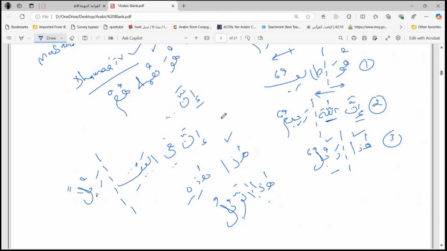It is not preceded with alif lam, so you will not translate it as "this house." Rather, you will say this is a house, this is a pen, this is a school, this is a handkerchief. This is how you translate it. This qaida will be handy when we take up the Medina book.